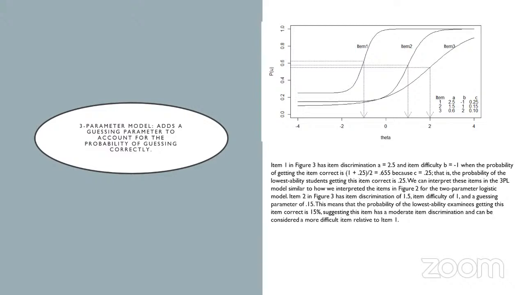So when you do this type of item curve analysis, then you can find out these three things: the item difficulty, item discrimination, and the guessing parameter. All those things are available.